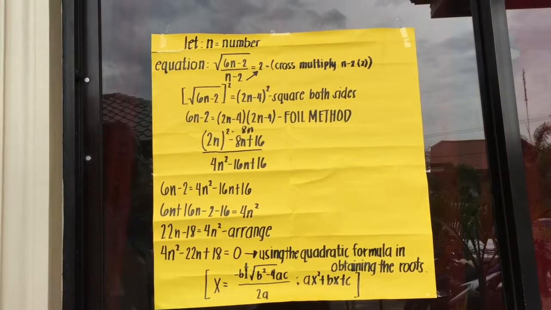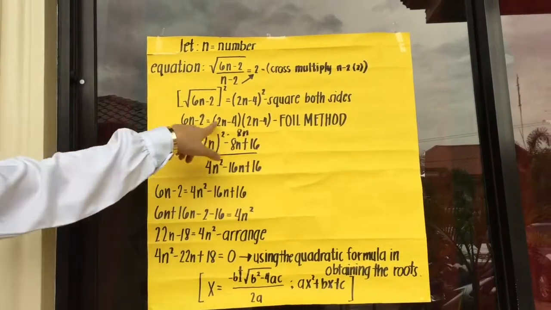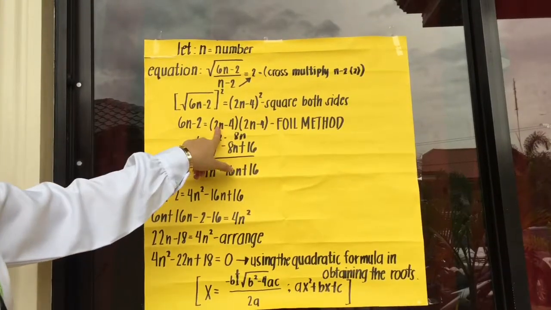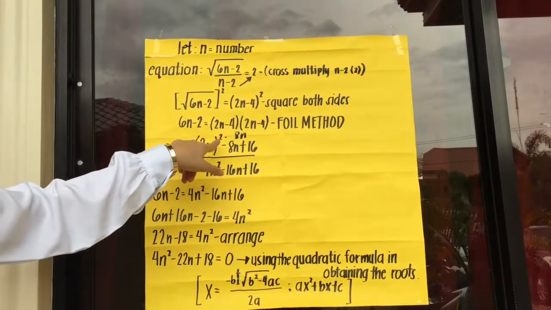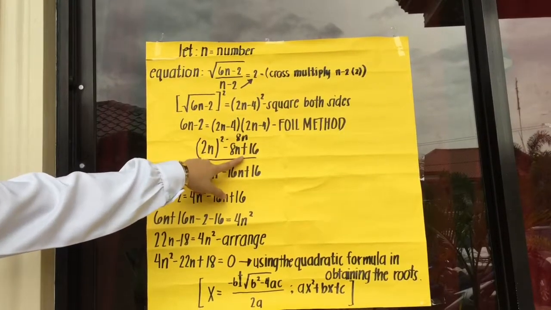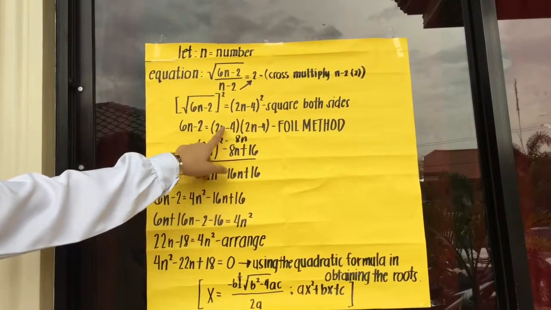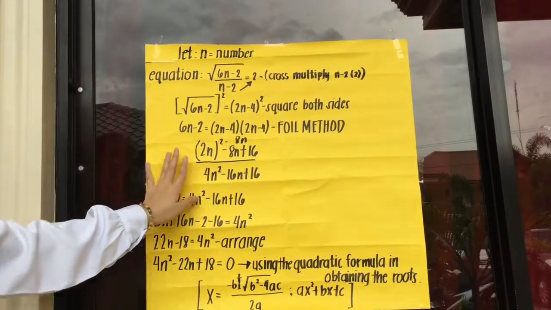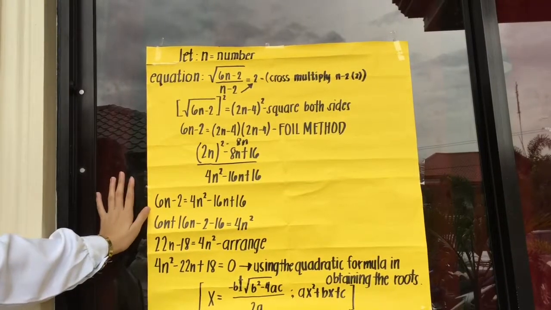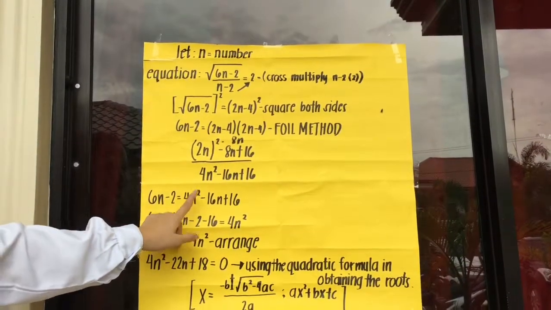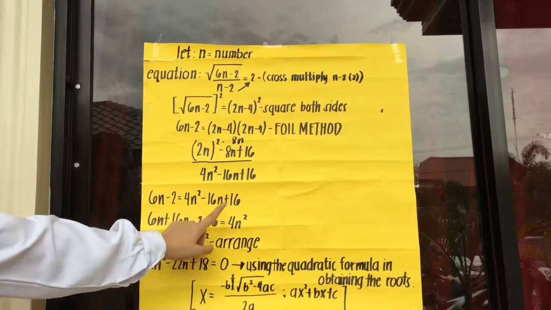So we use the FOIL method. 2n times 2n is equal to 4n squared. 2n times negative 4 is equal to negative 8n. Then negative 4 times 2n is equal to negative 8n. And negative 4 times negative 4 is equal to positive 16. Then we combine it all, which is equal to 4n squared minus 16n plus 16. So 6n minus 2 is equal to 4n squared minus 16n plus 16.